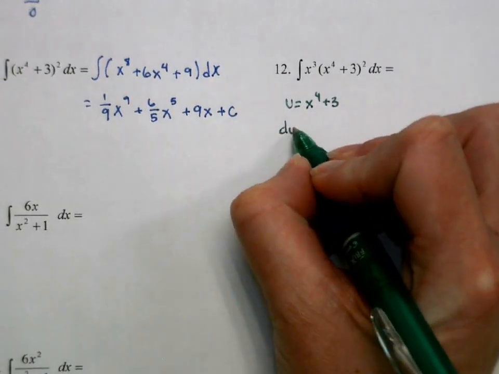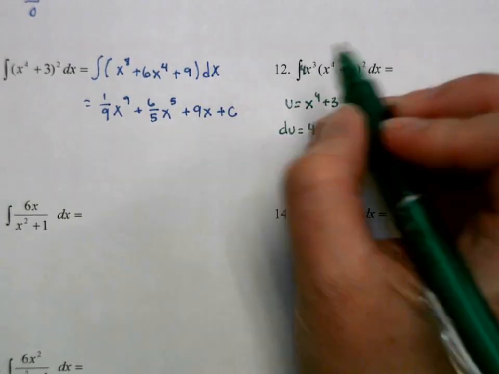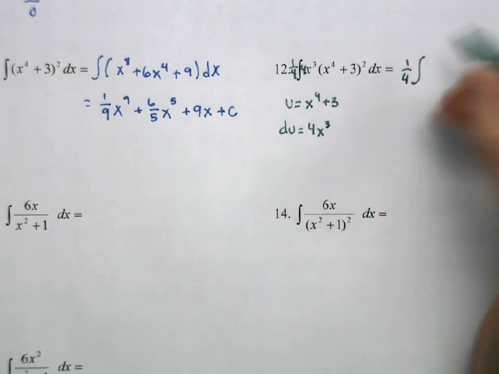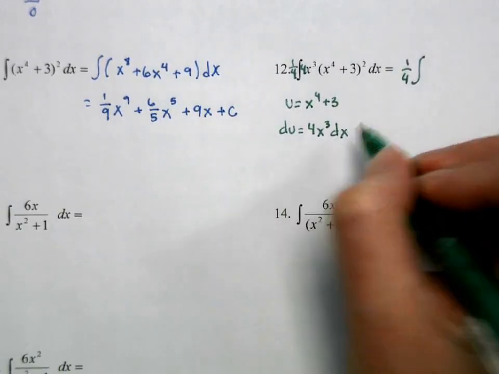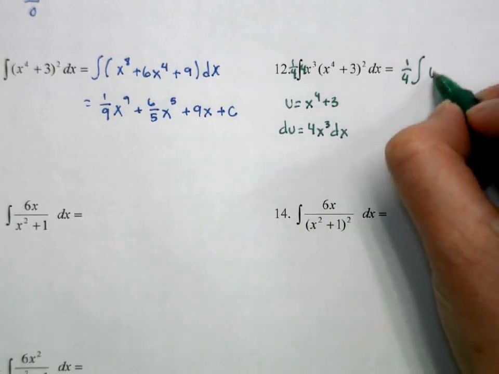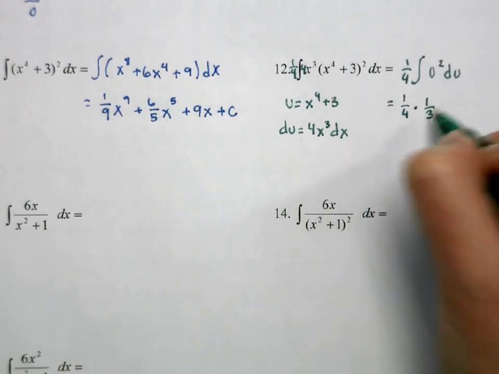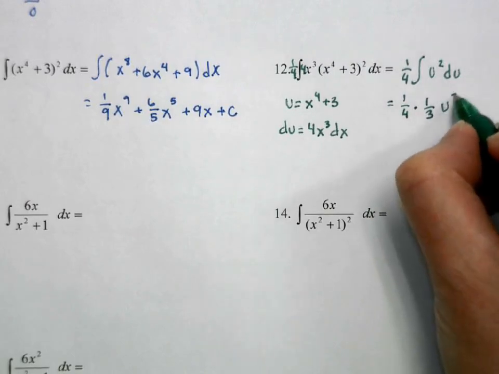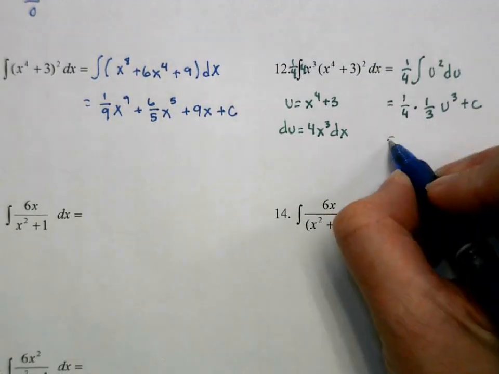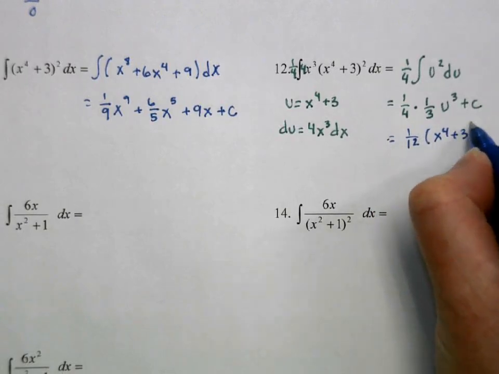So we have 4x cubed, which we sort of have. So I'll sneak a 4 in with that x cubed, but I don't want to change the problem. Okay, the 4x cubed dx becomes du, and then the x to the 4th plus 3 squared is now u squared. So 1/4 times 1/3 u cubed. And then replacing back in our x, we get 1/12 x to the 4th plus 3 cubed plus c.